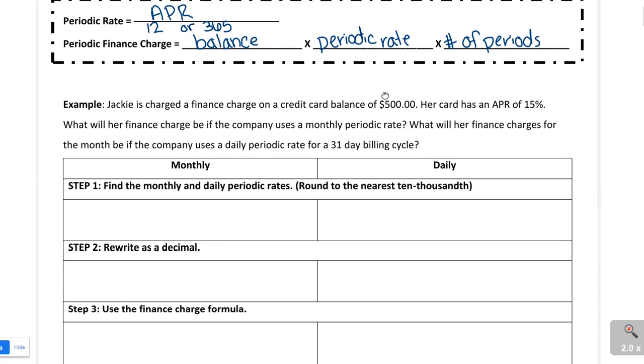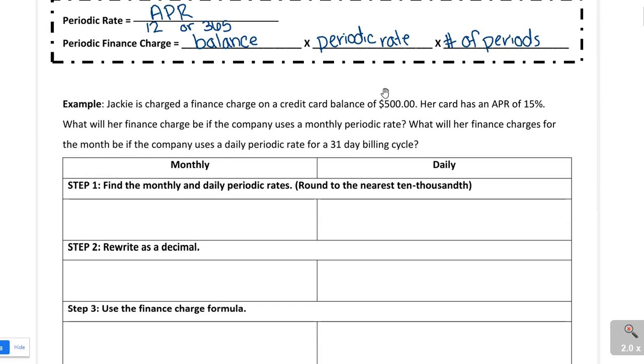The first problem is Jackie is charged a finance charge on a credit card balance of $500. Her card has an APR of 15%. We need to find her finance charge using a monthly periodic rate and then using a daily periodic rate for a 31 day billing cycle. First, let's start off with the monthly.